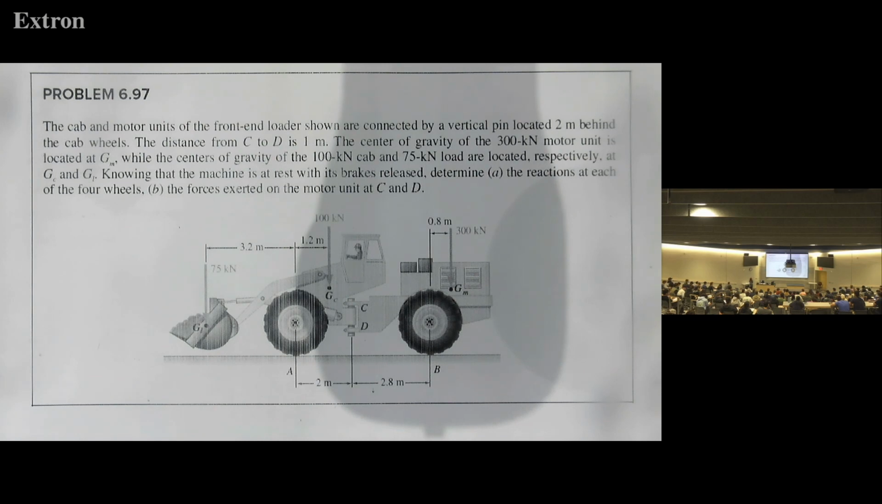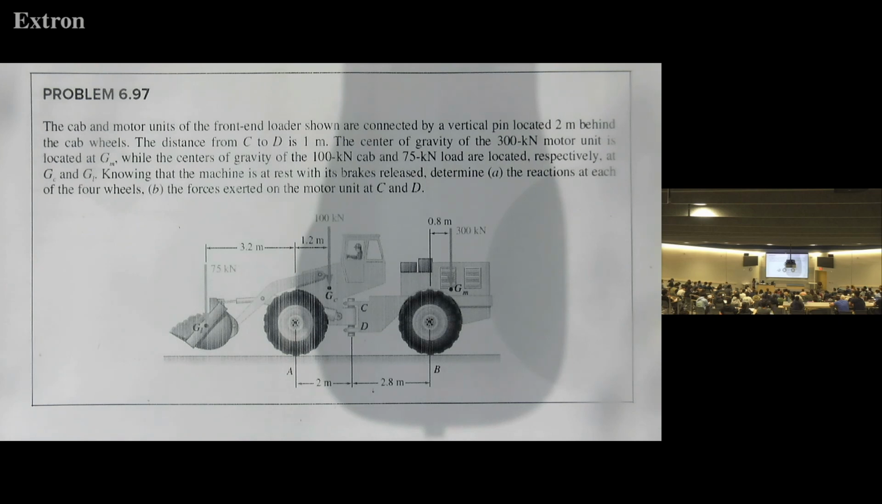What does that mean? We have 2 rows of wheels. Brakes are released. So what kind of support should we use? Roller, pin, fixed? Roller. Brakes are released, right? It can move, right? So 2 rollers, okay? And then we need to determine the reactions at each of the 4 wheels. That is kind of the tricky part, right? We only see these 2 wheels, but typically we have 2 wheels per side.